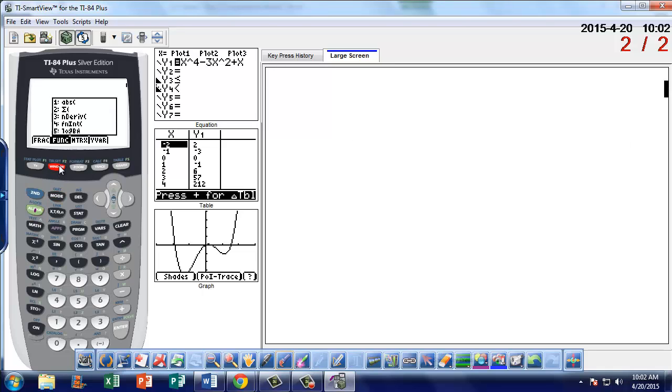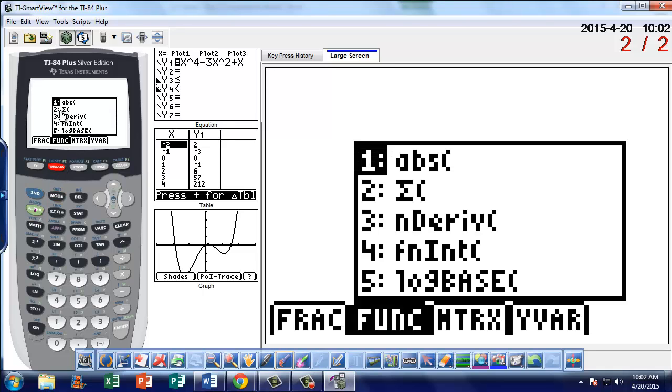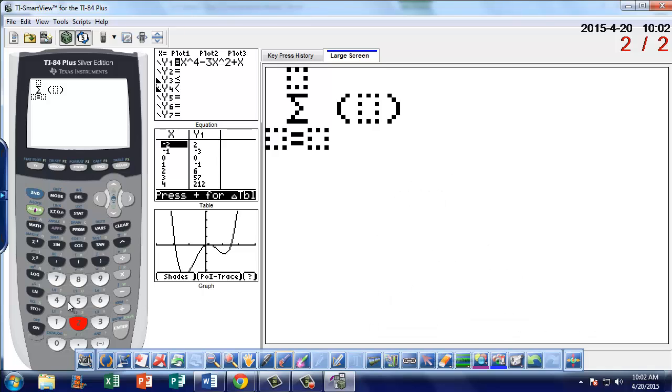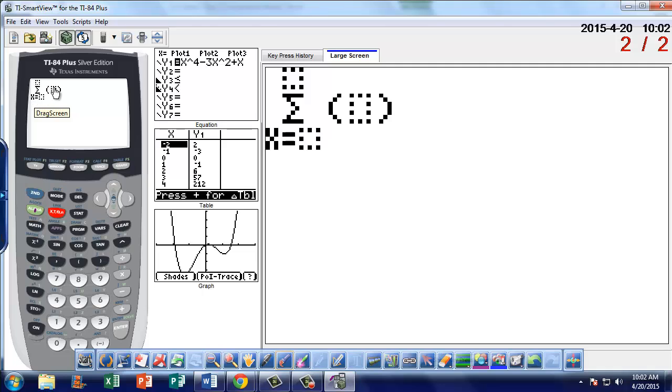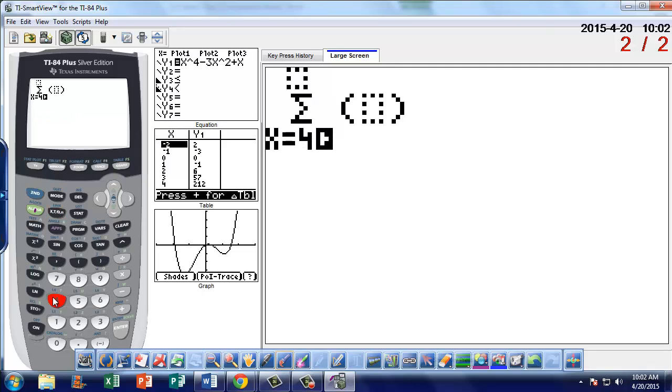Alpha F2. See the summation key? It's the second one, so hit number 2. You're going to put in an alpha. Now what I like to do, instead of saying I'm going to use K, is I just put in X. Be careful, because whatever letter you have here must match the letter you have here. So this one said it starts at the 4th term.